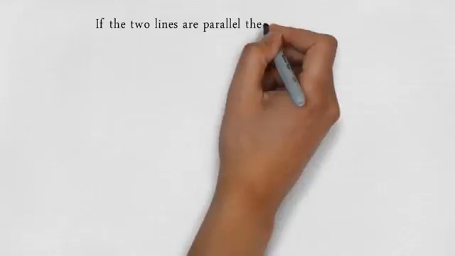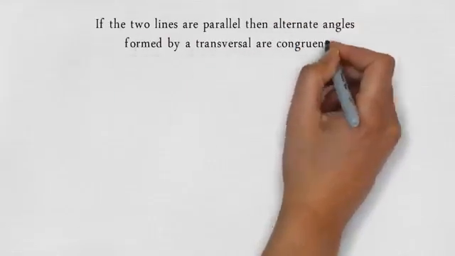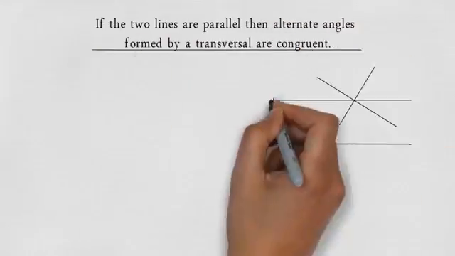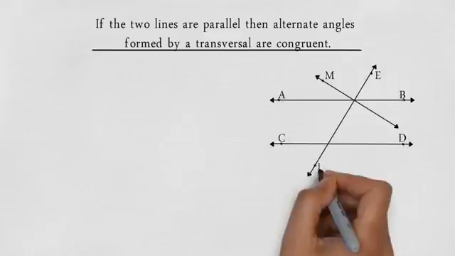Converse of alternate angles test. Theorem 6. If the two lines are parallel, then alternate angles formed by a transversal are congruent.